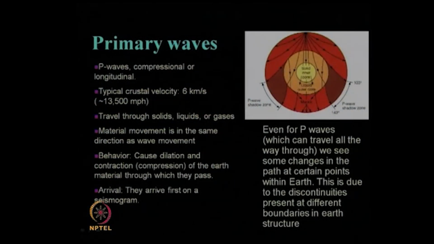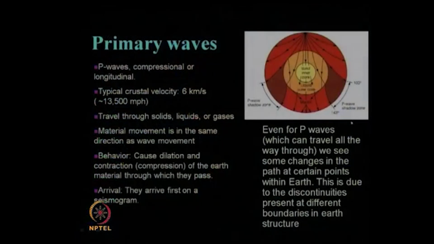And about the arrival, they arrive first on any seismogram, that is where you are recording your earthquake wave arrival time and their behavior. In that case, P waves, because of their very high crustal velocity, arrive first on those seismograms. Now, let us look at this picture. This explains many things I will discuss now.